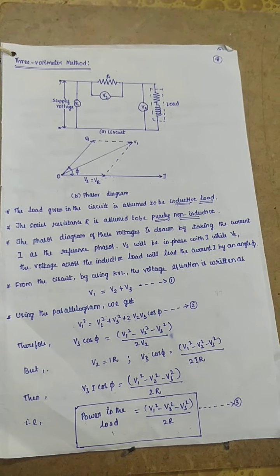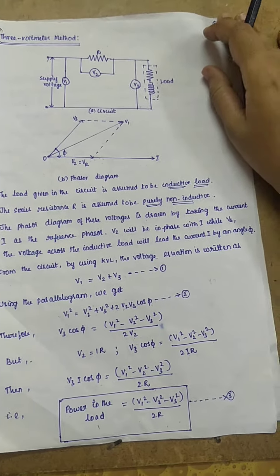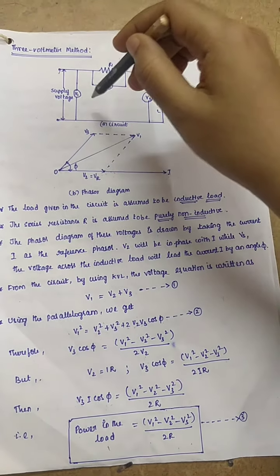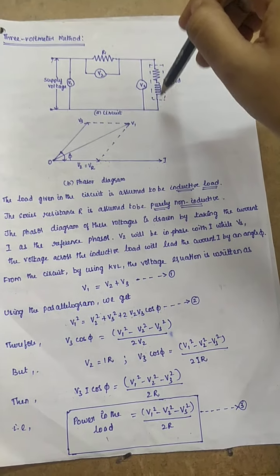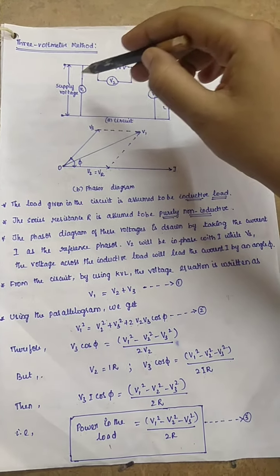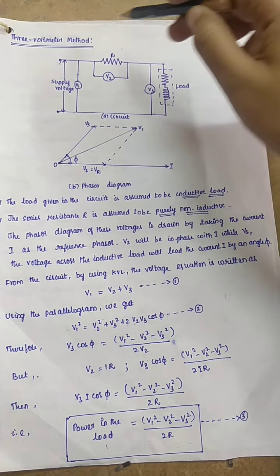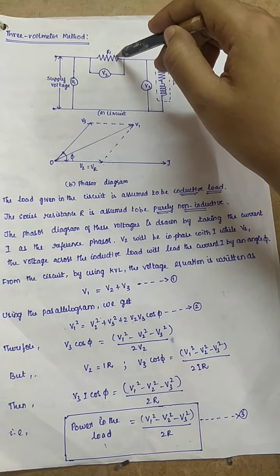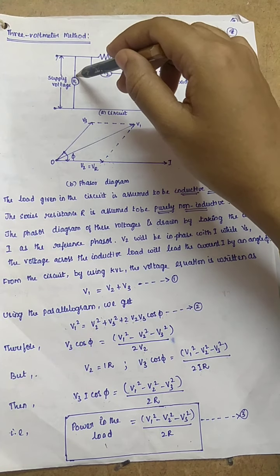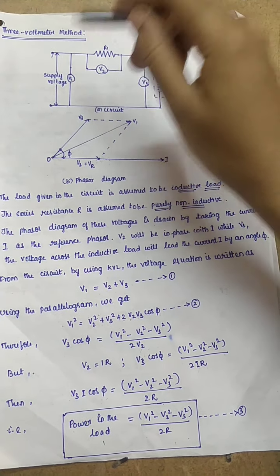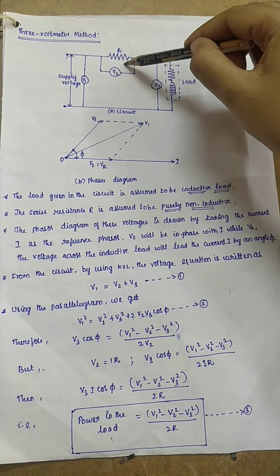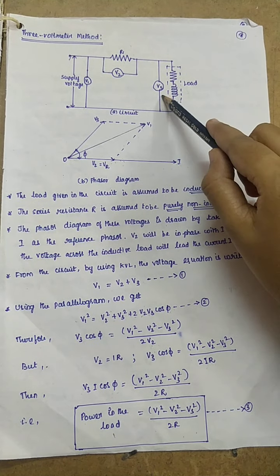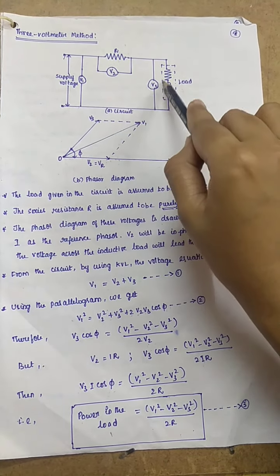As the name suggests, the 3 voltmeter method is nothing but installing 3 voltmeters in a circuit. This is a simple AC circuit, and here I give the supply voltage. It has an inductive load and a resistance R, and I am installing voltmeters across the supply voltage, across the resistance, and across the inductive load. So this is V1, V2, V3.